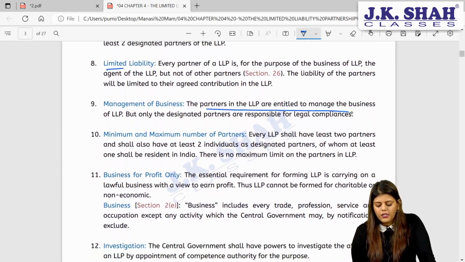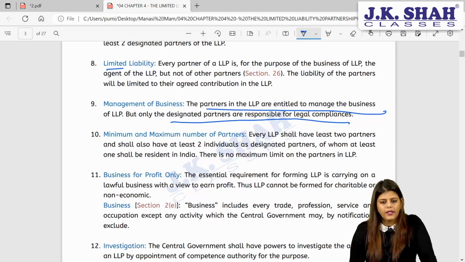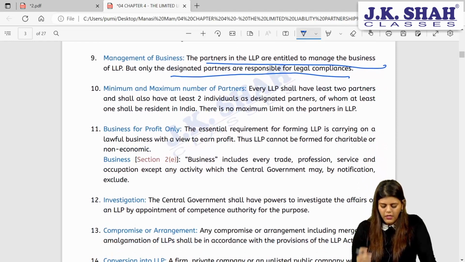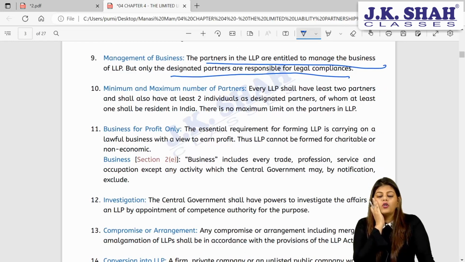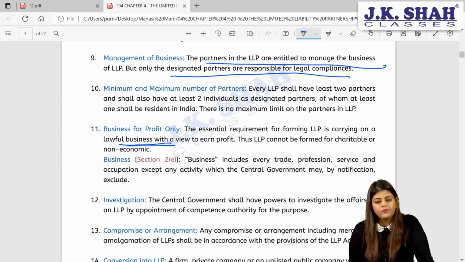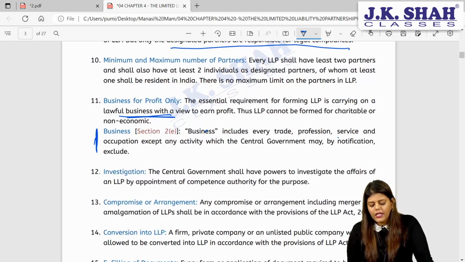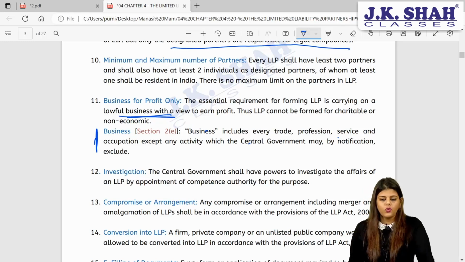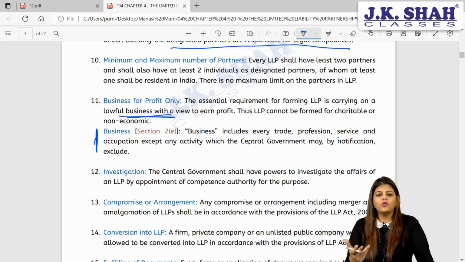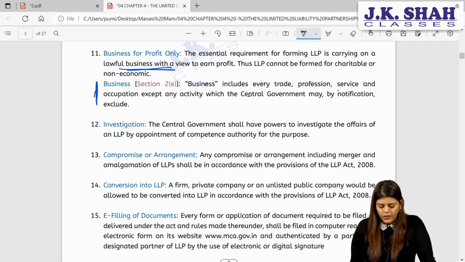management, all partners can do management, but only designated partners are responsible for legal compliances. Minimum, maximum, I told you. You cannot have a non-profit LLP, it has to be set up for business only. So this definition, they have just rectified it in the amendment. Business will include every trade, profession, service, except any activity which central government will exclude. Matlab if something is declared as illegal, you can't do that. All this is fine.